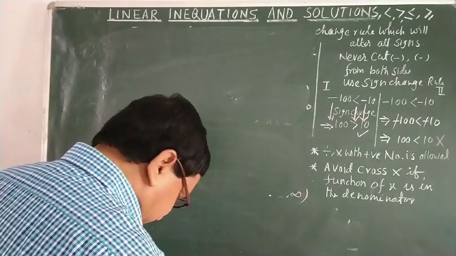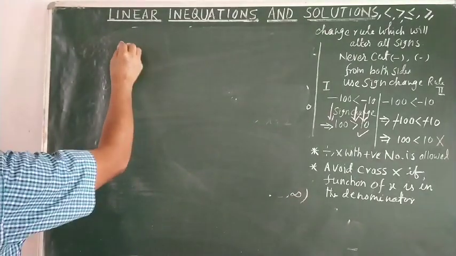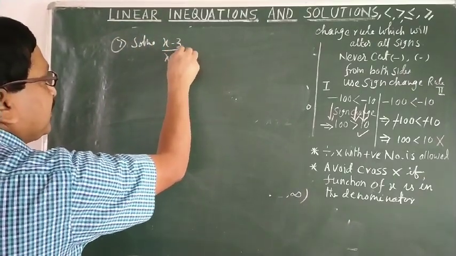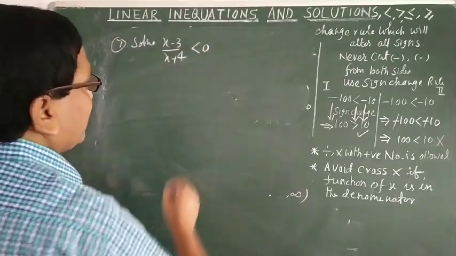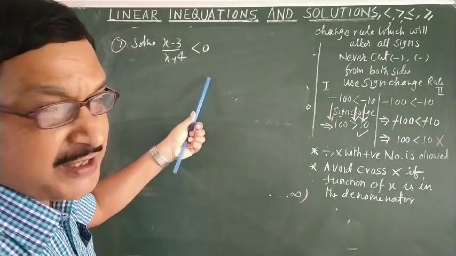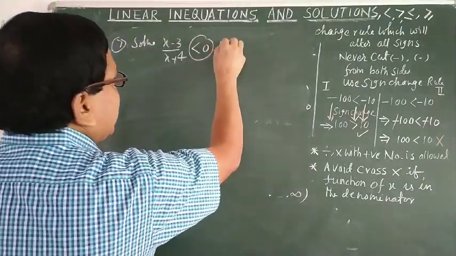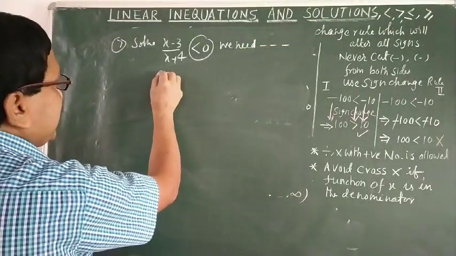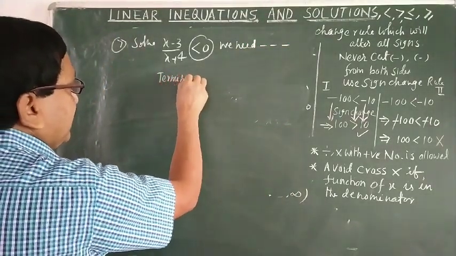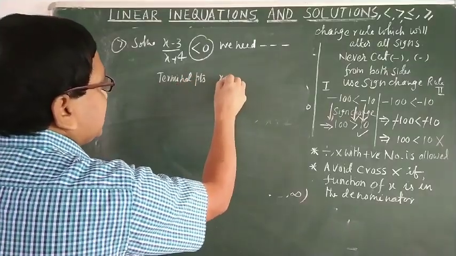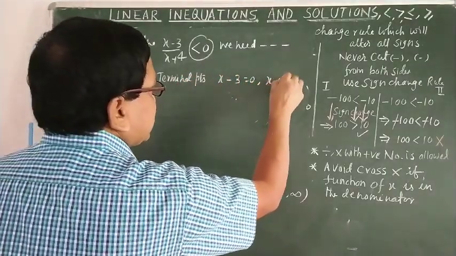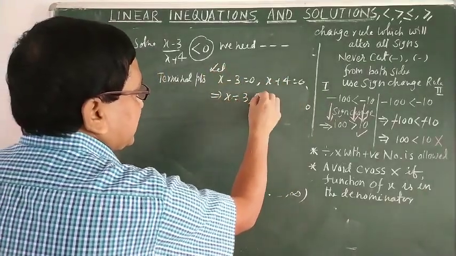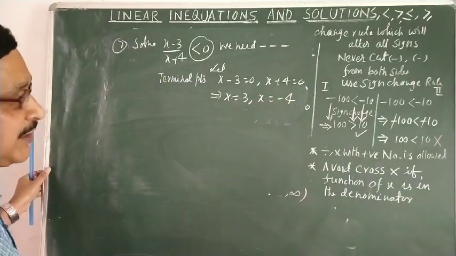One more question of this type. Example 7: solve x minus 3 by x plus 4 is less than 0. In case of less than 0, we need negative. Keep it in mind. Terminal points: x minus 3 equal 0, x plus 4 equal 0. So this gives x is equal to 3 and this gives x is equal to -4. These are the terminal points.